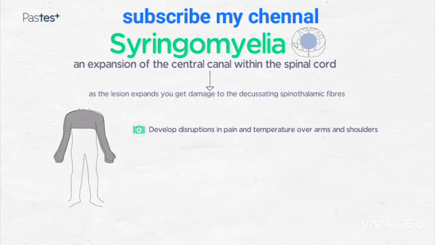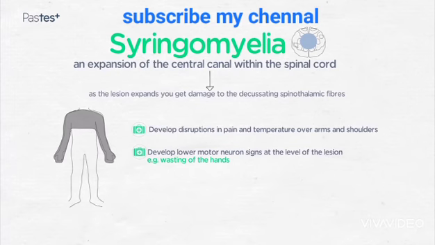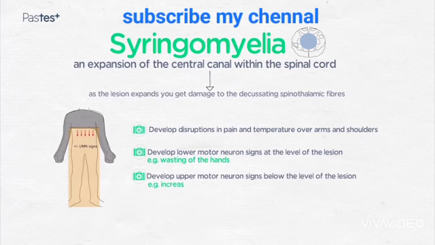Sometimes as the syrinx expands, you start to get involvement of the anterior horns, which means that you see lower motor neuron signs, such as wasting, at the level of the lesion, so for instance in the hands. As the syrinx enlarges, it can start to affect the corticospinal tracts, and that means that below the level of the lesion you may see upper motor neuron signs, such as increased tone, brisk reflexes, and upgoing plantars.